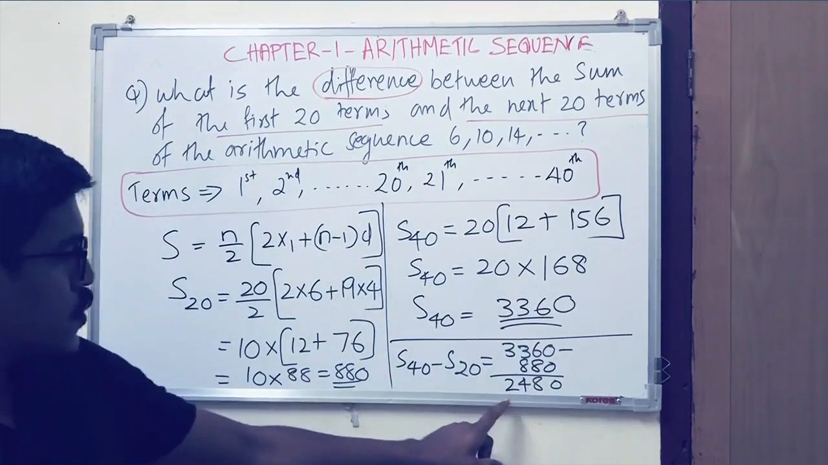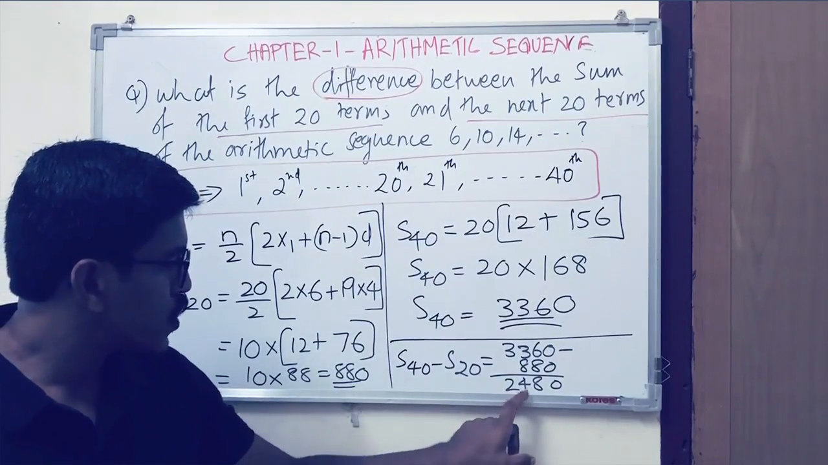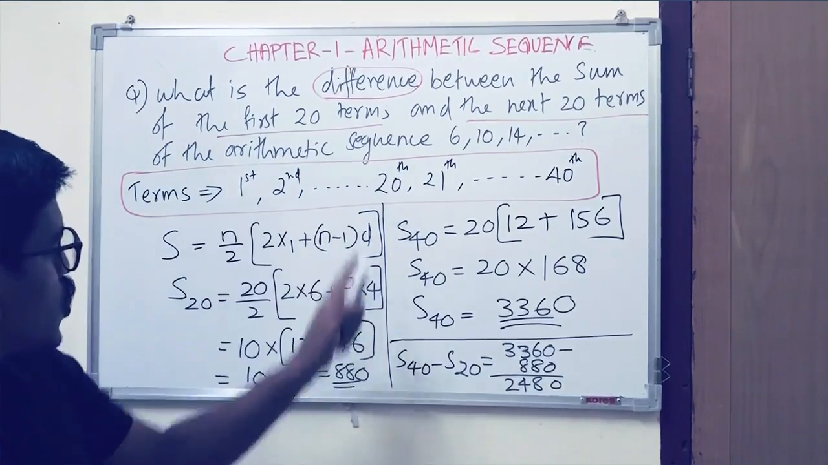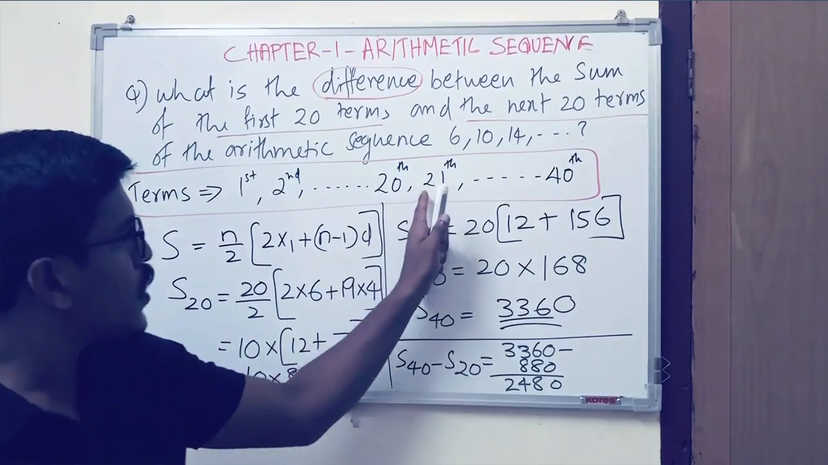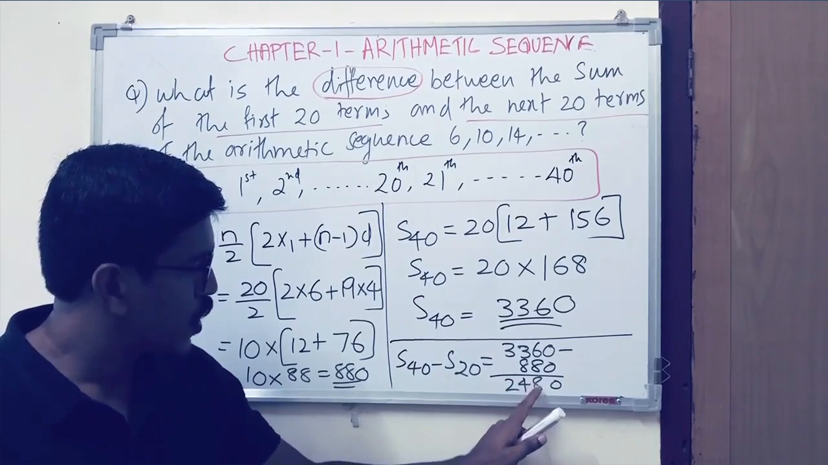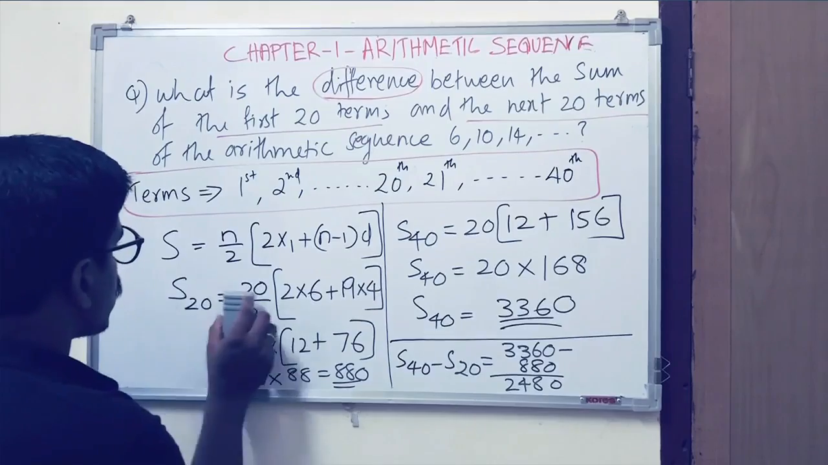So we got the sum of next 20 terms, that is 2480, we got it, right? So the sum of the first 20 terms is 880, and the sum of the next 20 terms we got as 2480. Now our question is to take the difference between these two sums.